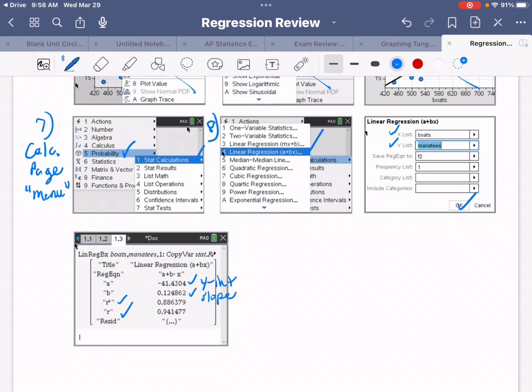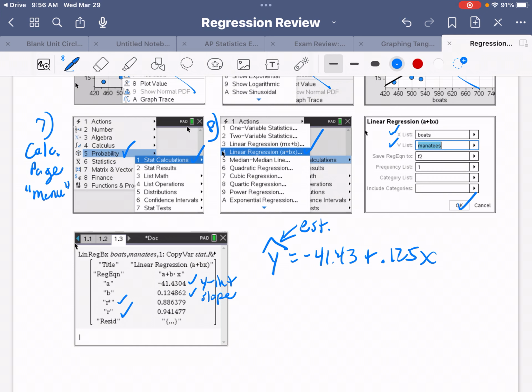All right, so what do we have? Y equals negative 41.43 plus 0.125x. Now remember, when you're writing the equation of a least squares regression line, you must put a hat over the y variable, because that's you telling the person who's going to be scoring your problem that the outputs of this equation are only estimates of what the output may be.